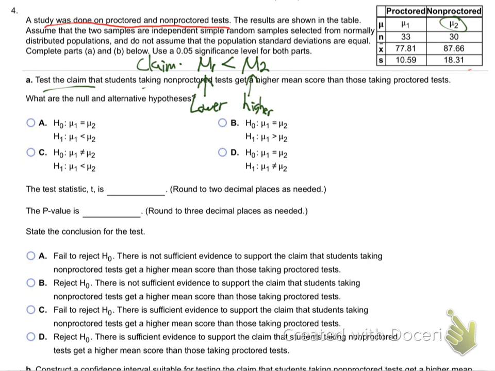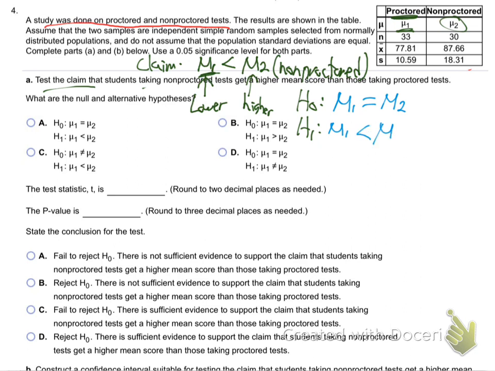Non-proctored is higher, and mu1, the proctored, is lower. That's what we're claiming. So let's write our null and alternative hypotheses. The null is always equal. So the alternative must be mu1 less than mu2. That's the claim being made. You know how the evidence goes. It's always weak evidence for the null. For the alternative hypothesis, if evidence is strong, we believe the alternative hypothesis.